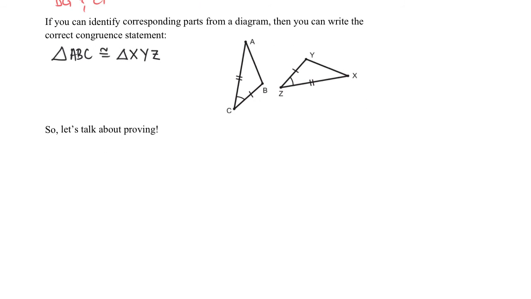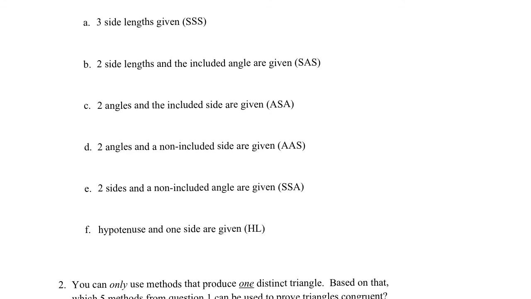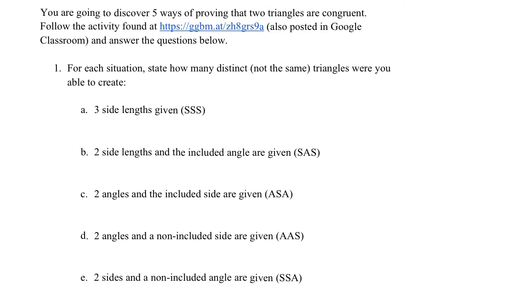Now, on the next page, you're going to actually discover on your own there are 5 methods in which you are going to try and prove that two triangles are congruent. You're going to do that with this gizmo here that I created for you in GeoGebra. Now, when you use this, what you're trying to do is figure out how many triangles you can create that are different.